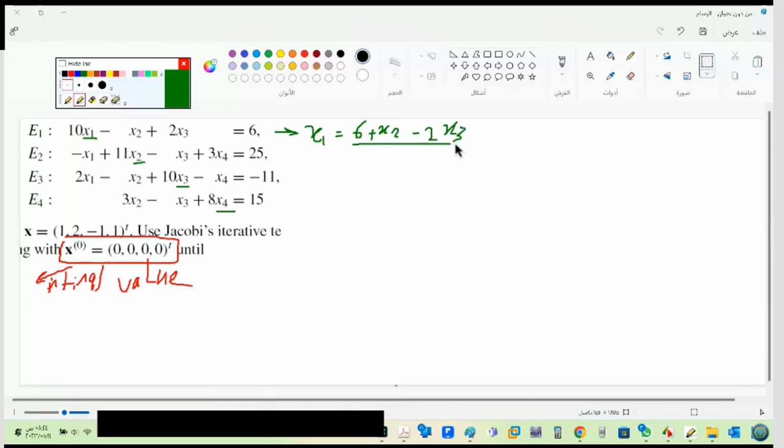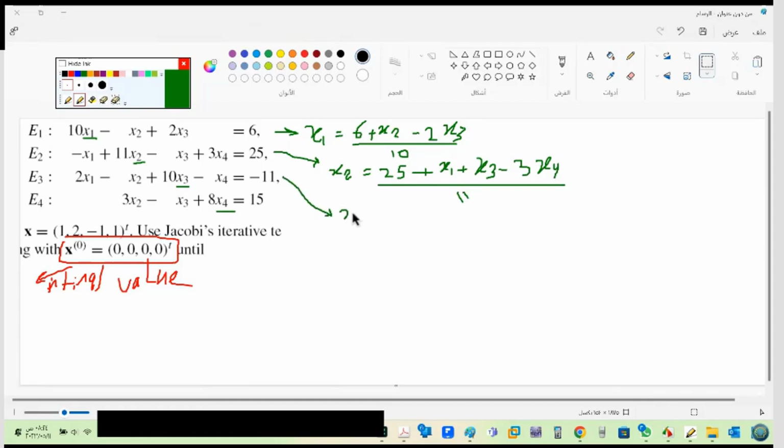X3 over 10. For X2, it is the same thing, 25 here, positive. X1, positive. X3, minus 3, 4 over 11.